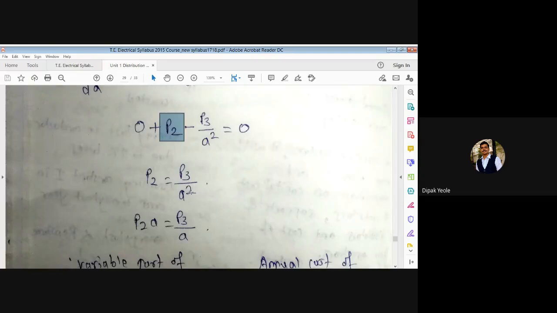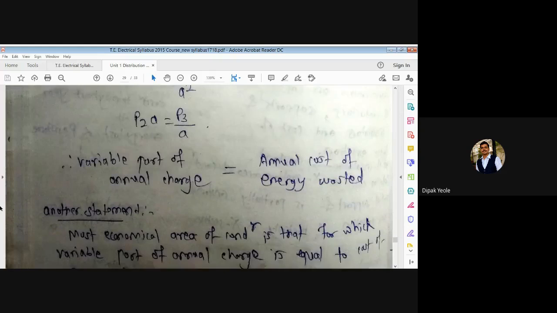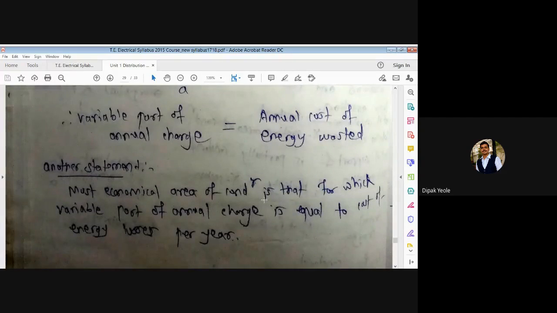So P2, we have to segregate this A: P2A equals P3 by A, and this is the variable part of annual energy charge is equal to annual cost of energy wasted. So that is another statement. So this is the Kelvin's law.